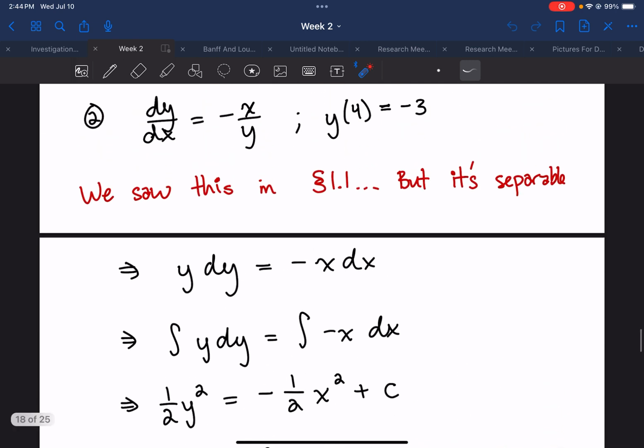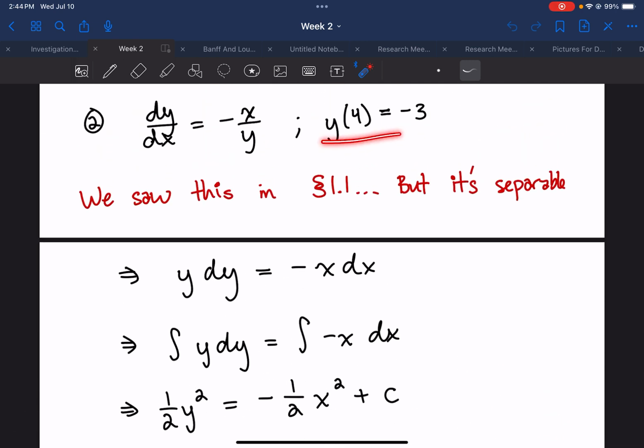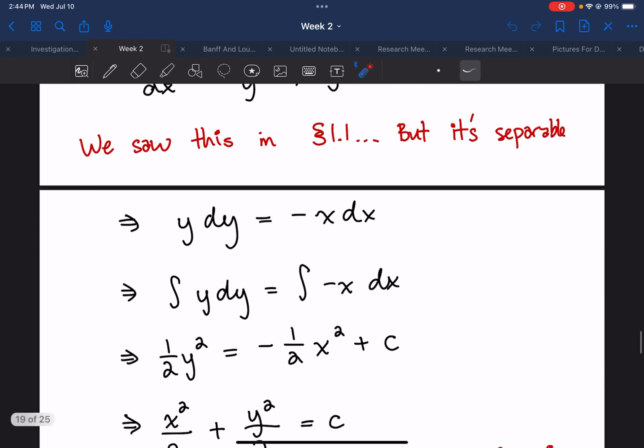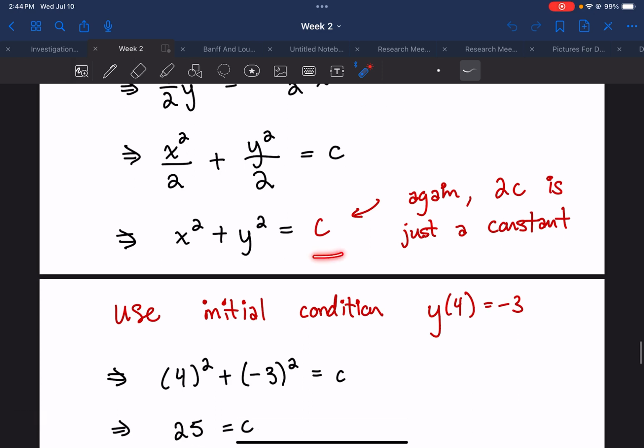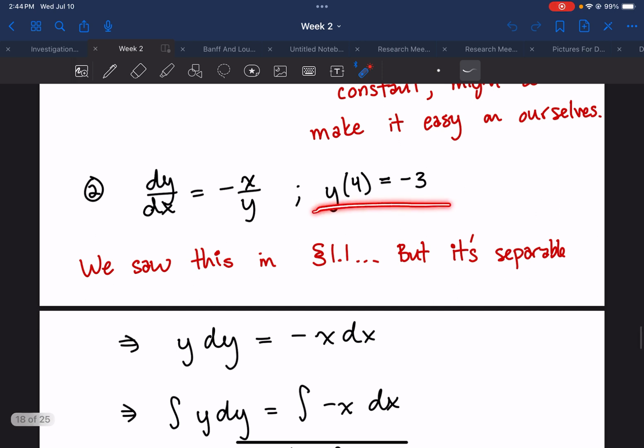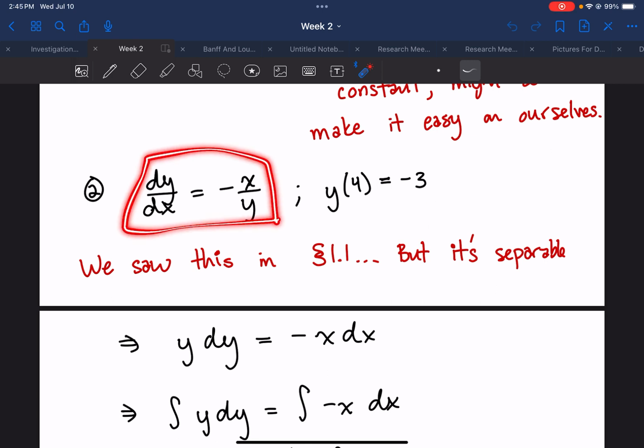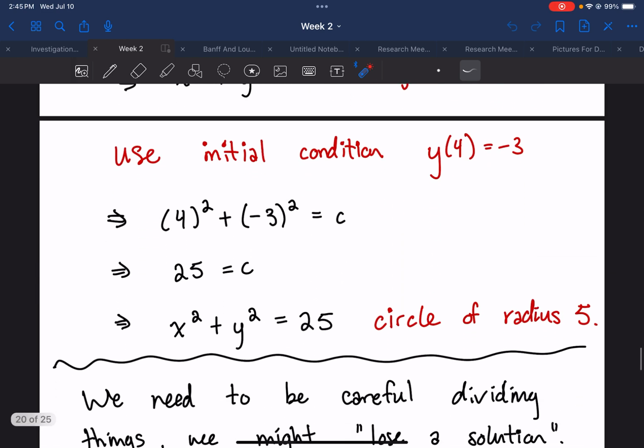And now I can invoke my initial condition, y of 4 equals negative 3, and plug that in here to find the exact constant that gives the exact solution to this differential equation. Technically there's an infinite family of solutions to this differential equation. But by specifying an initial condition, I can pick out a specific solution. So that's what I'm going to do.